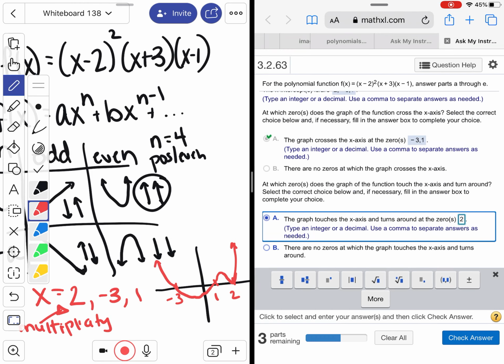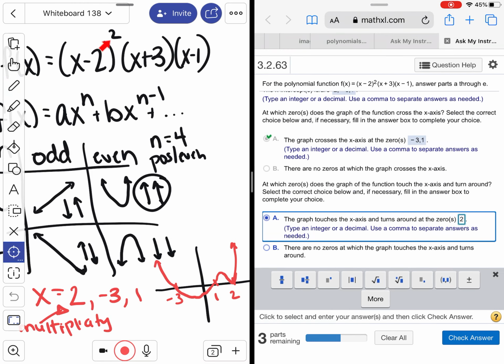So depending on if it's multiplicity or not, multiplicity means it's a repeat. If you see exponents above your solutions like this in factored form, it's repeating. That's multiplicities. That means you touch and turn. If nothing's there, that means it's a unique solution. That means you go through and turn.